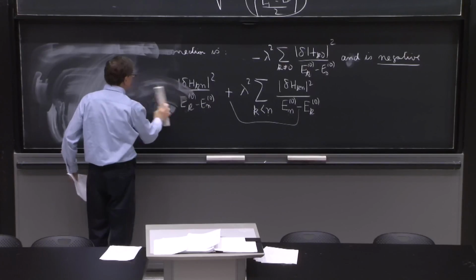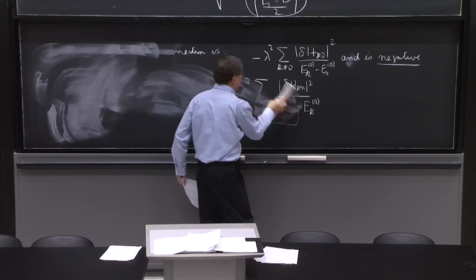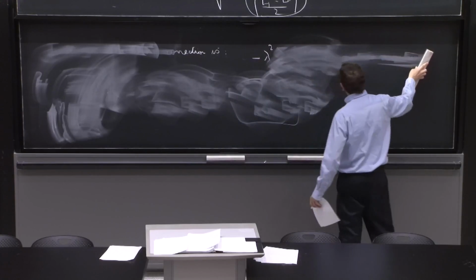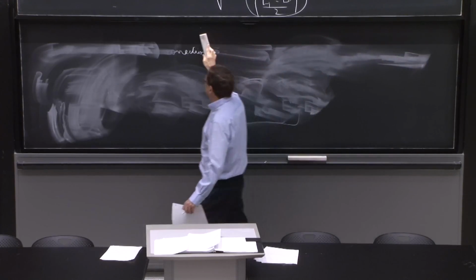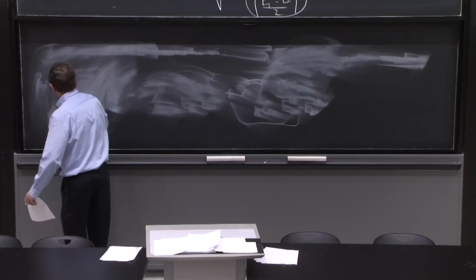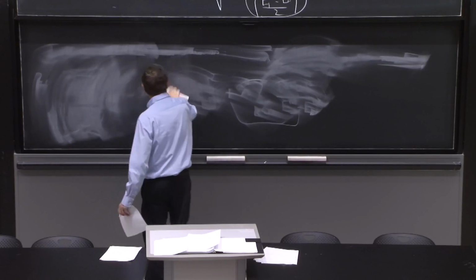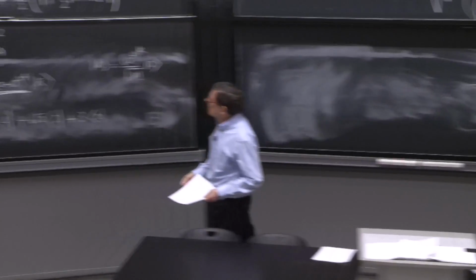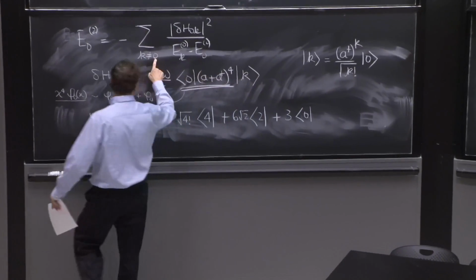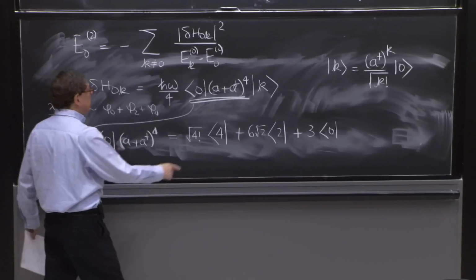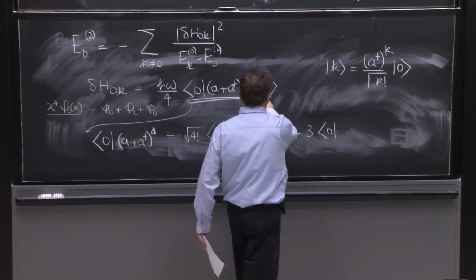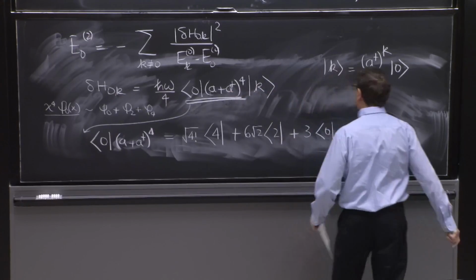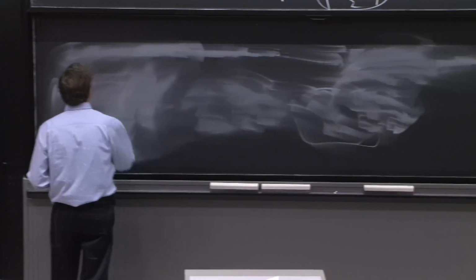Given that the bra has given us 3 states, one proportional to the vacuum, one proportional to the state with occupation number 2, and one with the state of occupation number 4, the values of k that are relevant, since k is different from 0, are only 2 and 4. 0 doesn't matter, and only 2 and 4 can couple here. So what do we get?